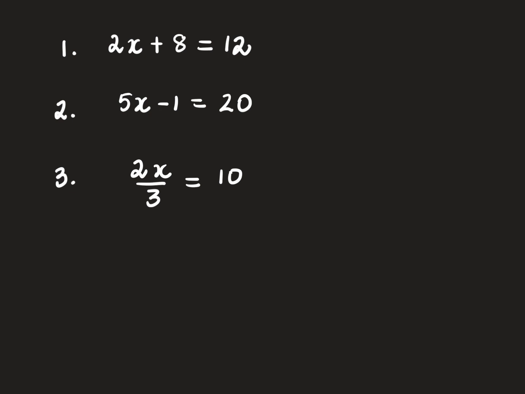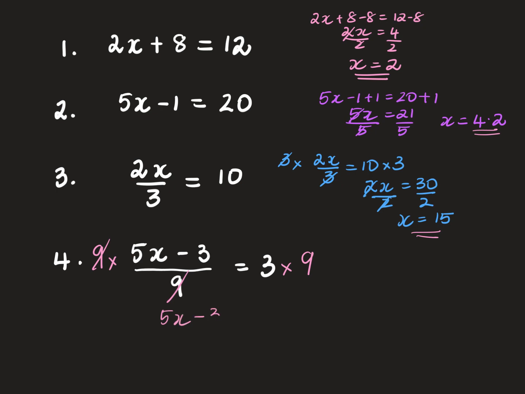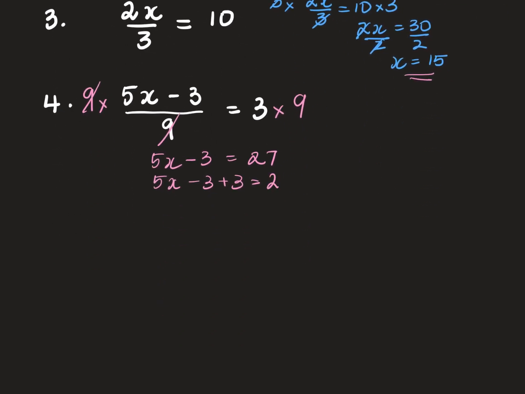Here are the answers for the first 3. 2, 4.2 and 15. Hopefully you got those right. Let me work this last one with you. To get rid of a divide by 9, we're going to multiply both sides by 9 and then cancel that. We're left with 5x minus 3 is equal to 27. And then we just follow our normal routines. Cancel, x equals 6.